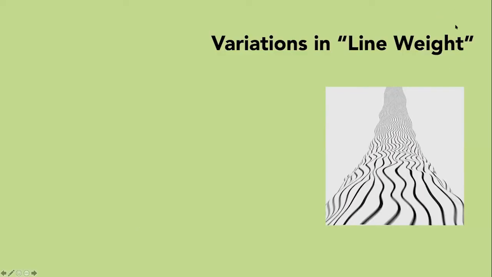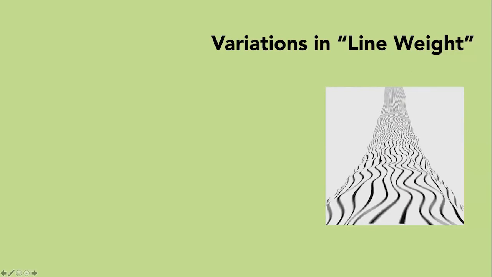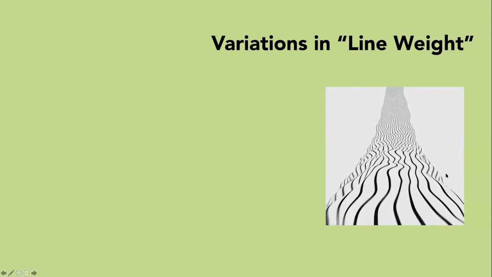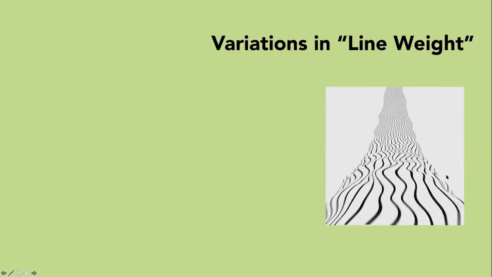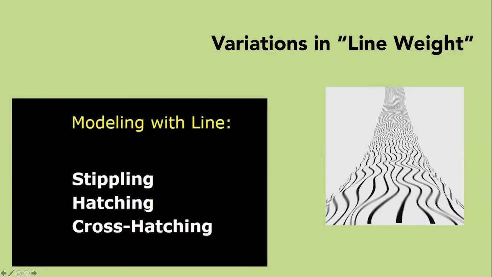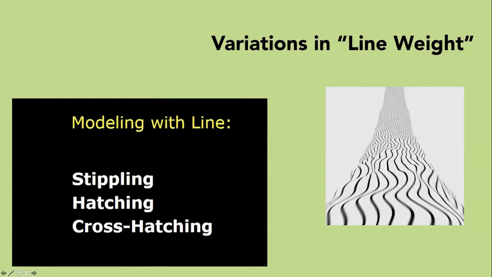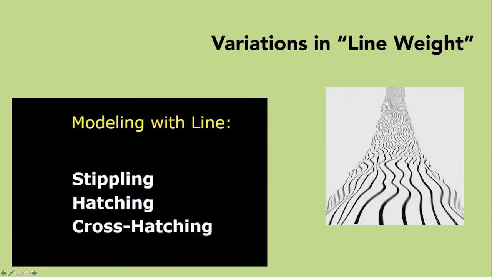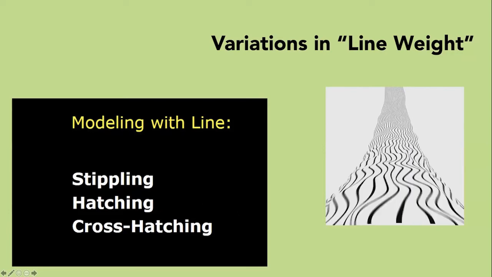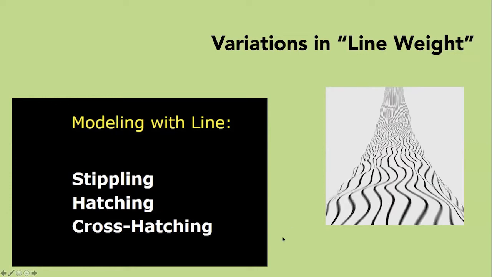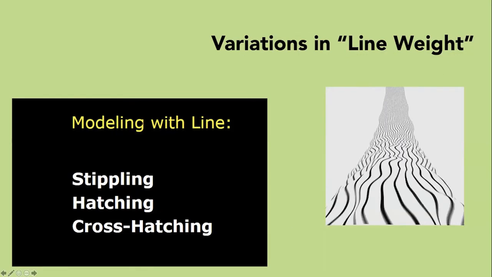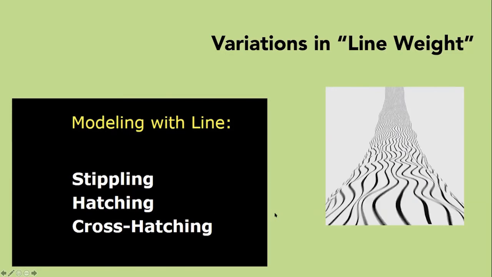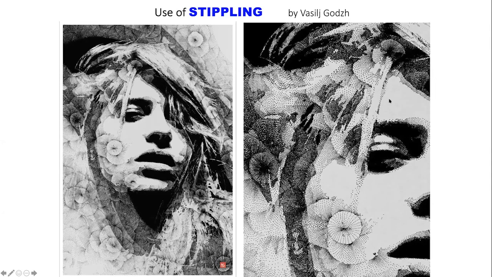So line can have different thicknesses and thinness in what we call line weight. That has to do with how thick or thin it is. You could change your pen size, or you could turn it more on its side to get a thicker line. Or you can also start to build up value with these types of lines like dots, mark making, lots of short marks like hatching, or overlapping it to create cross hatching. Those were examples of some of the things artists use to create value with line, in addition to line weight. So here's an example of stippling.